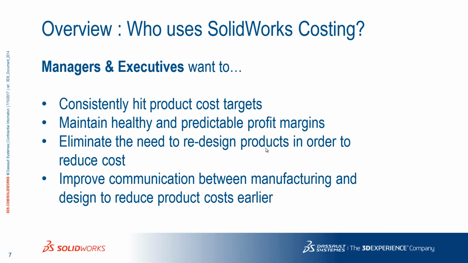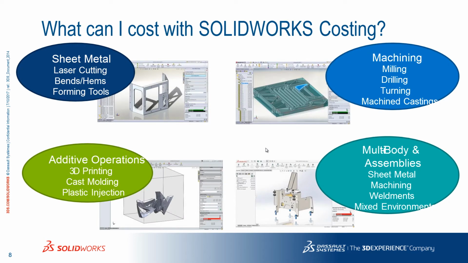However, for managers and executives, it's really necessary to be accurate, because getting to the market is the goal. Getting to the market needs the maximum quality possible and the minimum cost. And this is the real value from using SOLIDWORKS Costing: to improve the communication between manufacturing and design, to reduce the product cost earlier. So what can we cost? What types of things can we cost?